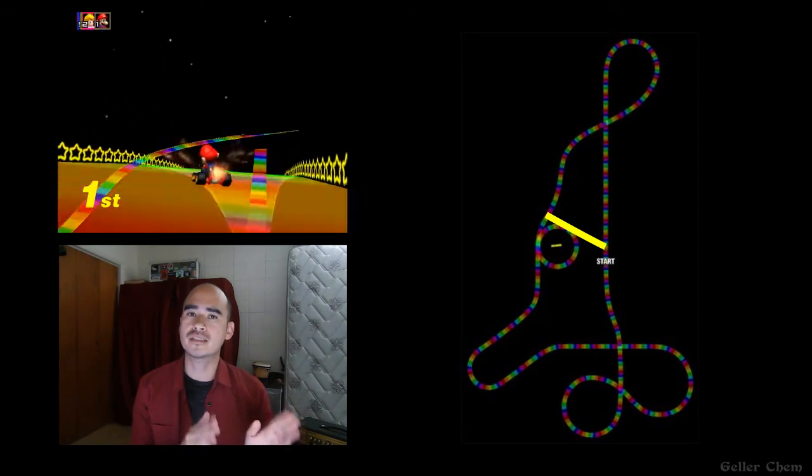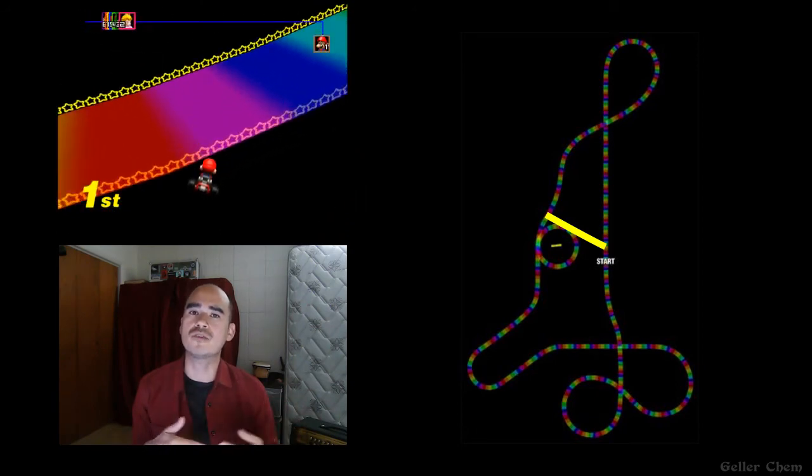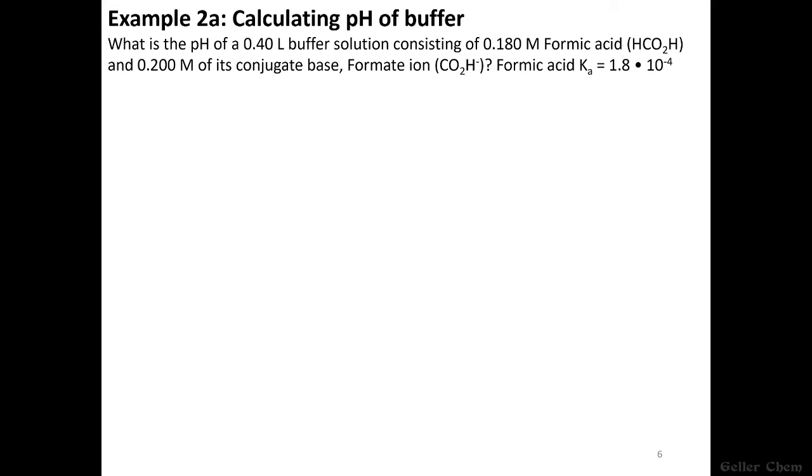And that's what we're going to write down, because the long correct way doesn't actually involve anything really new. So here's our example. What is the pH of a 0.40 liter buffer solution consisting of 0.180 molar formic acid and 0.200 molar of its conjugate base, the formate ion? So in this solution, we're taking both the acid and its conjugate and mixing them together. Notice these concentrations are within a factor of 10 of each other. And so this meets our requirements for a buffer solution that we wrote down in the previous video's definition.